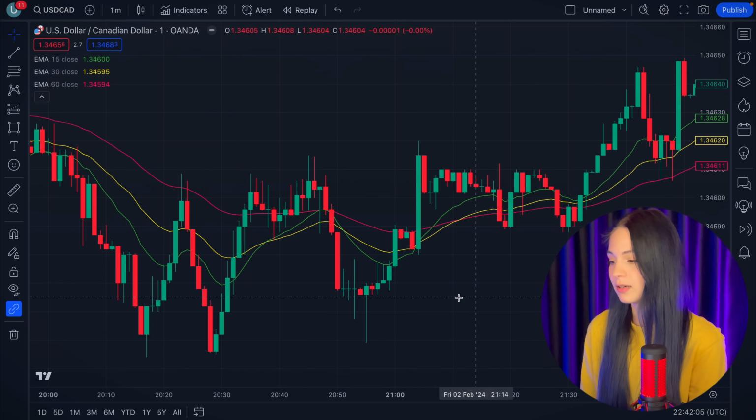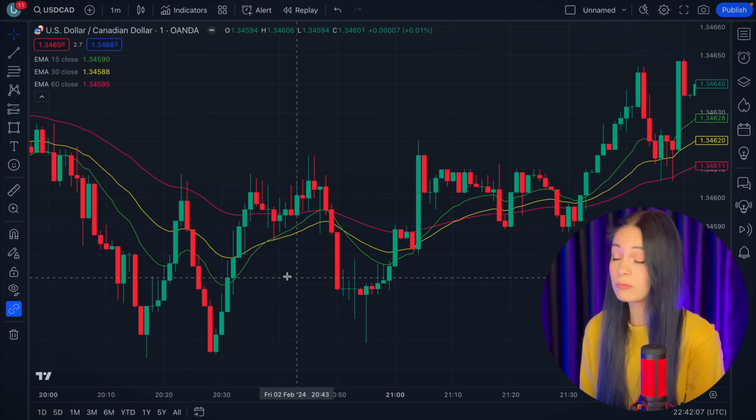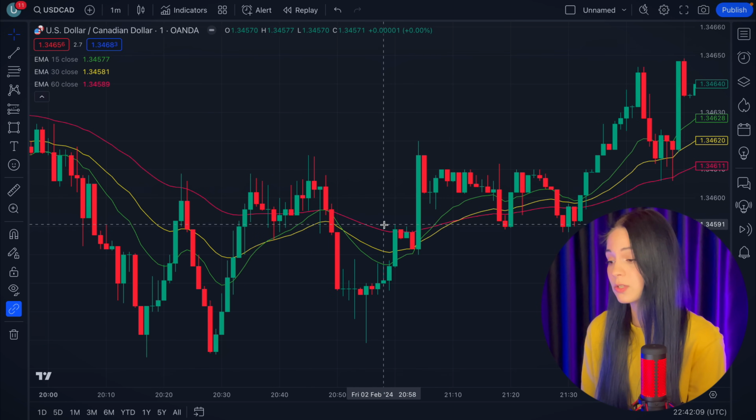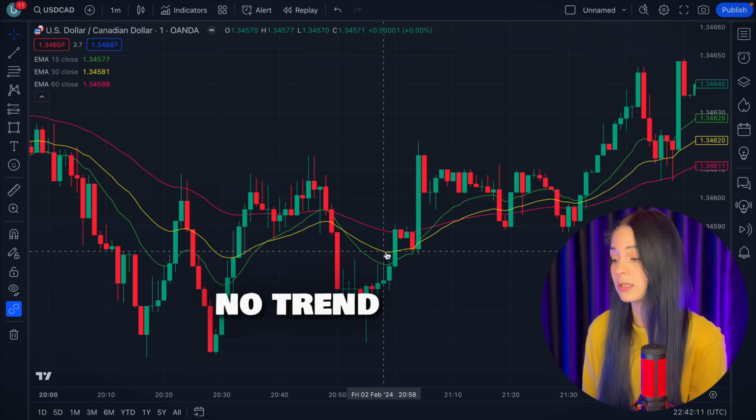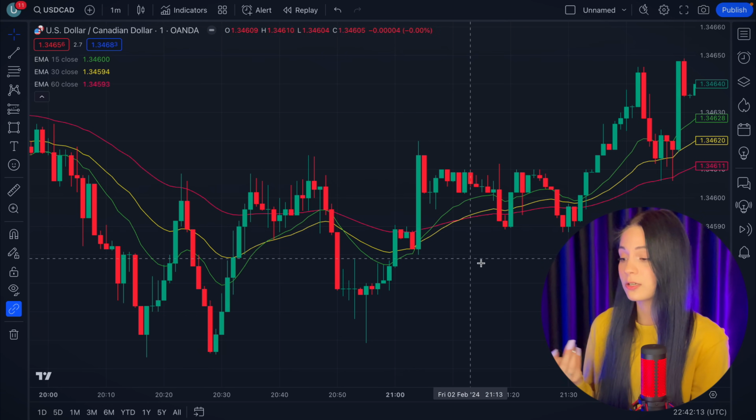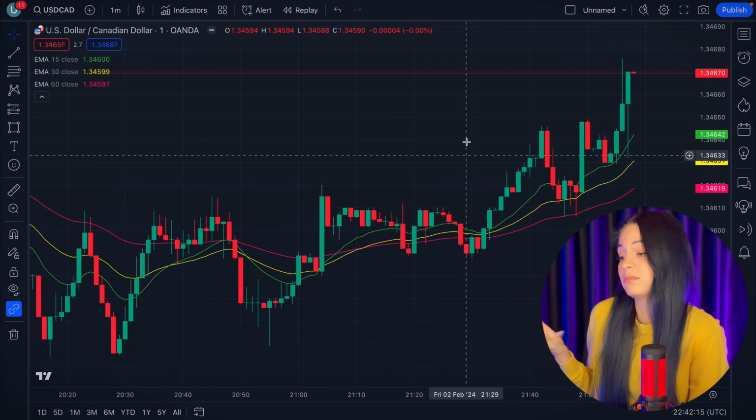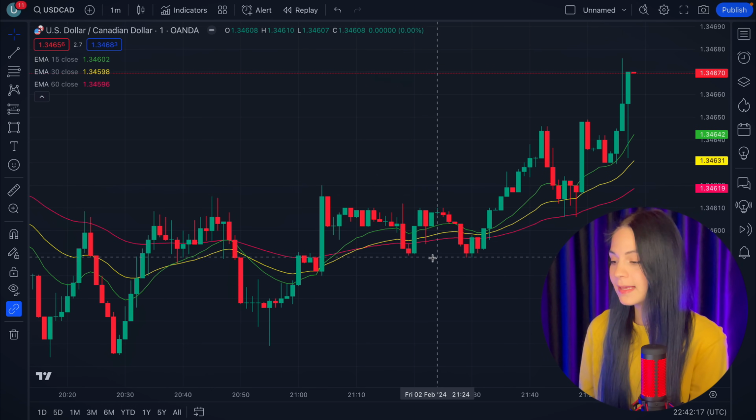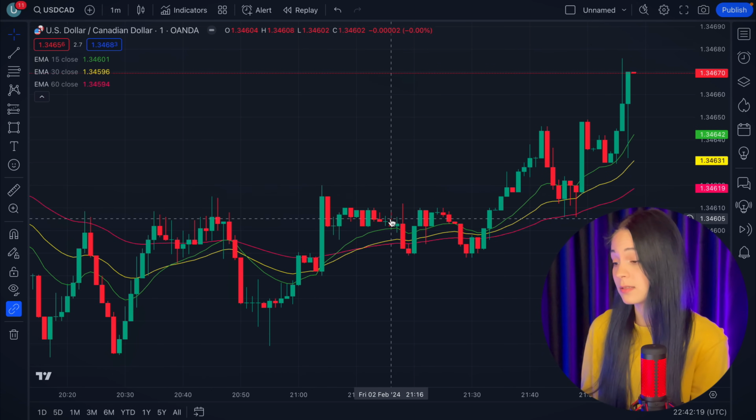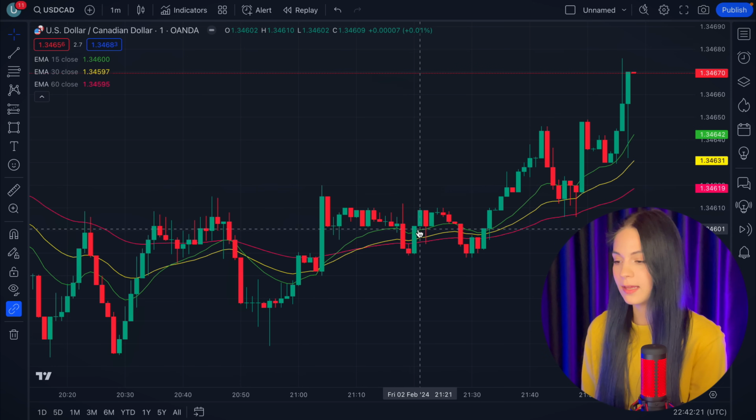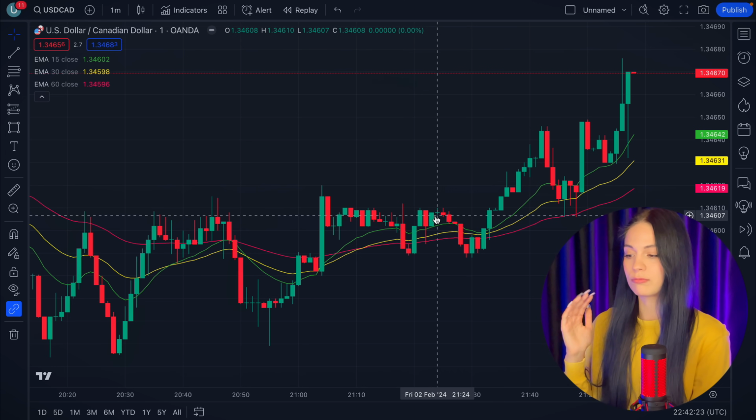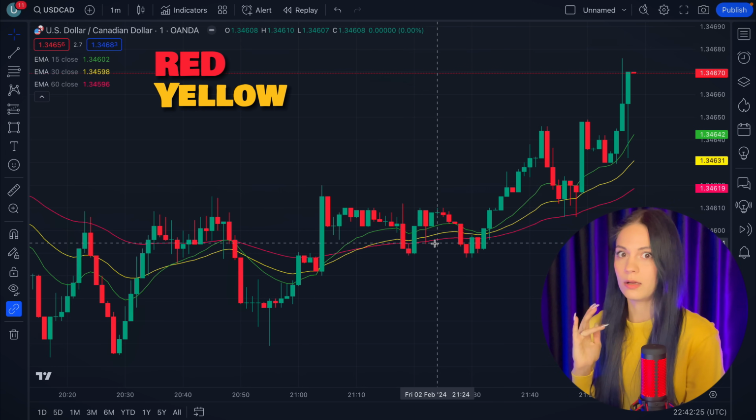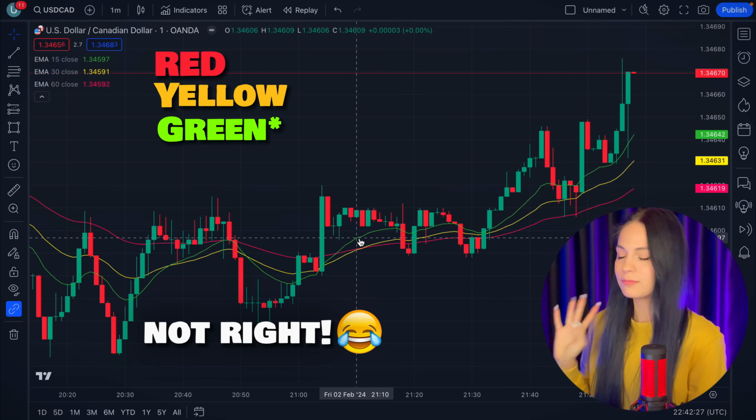And then there is a phase of indecision, for example, the change of the trend or no trend on the market in general. Lines are intertwining and we don't use those strategies. And there is an uptrend, the last one, the third one, and again the same thing but vice versa: green one, yellow one, red one, right?